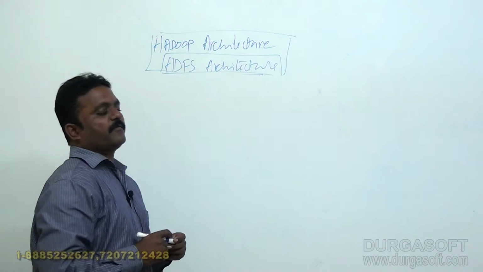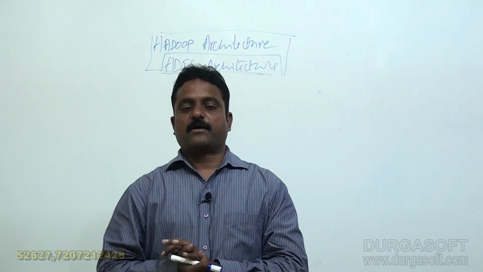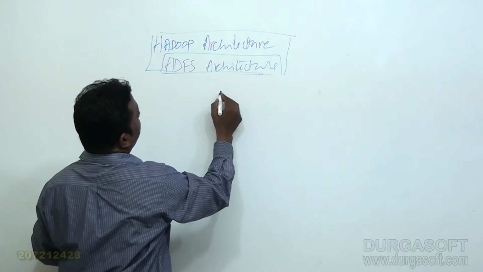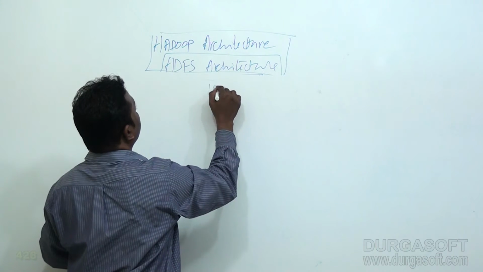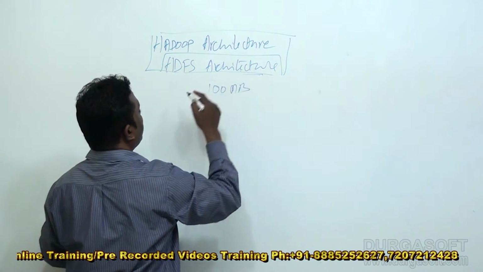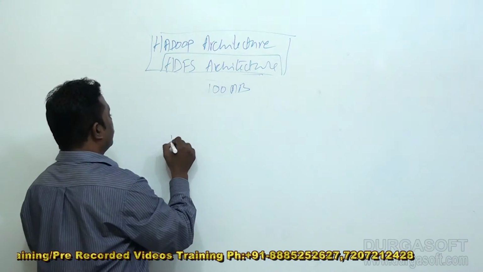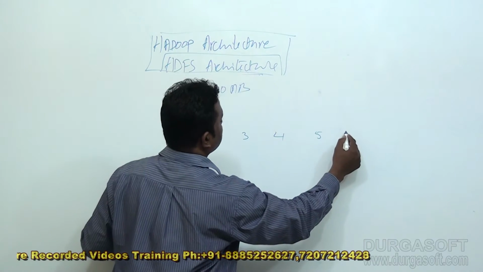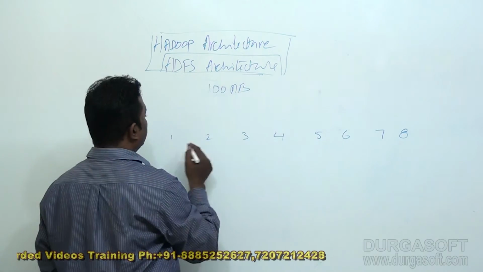Now let us say I wanted to write any file on the cluster. I have a file of 100 MB. First of all, I have a cluster of 1, 2, 3, 4, 5, 6, 7 and 8 machines. Okay, and this is my cluster.